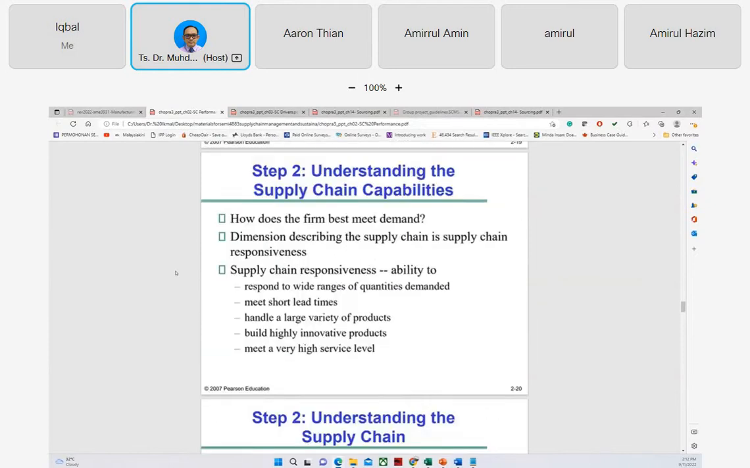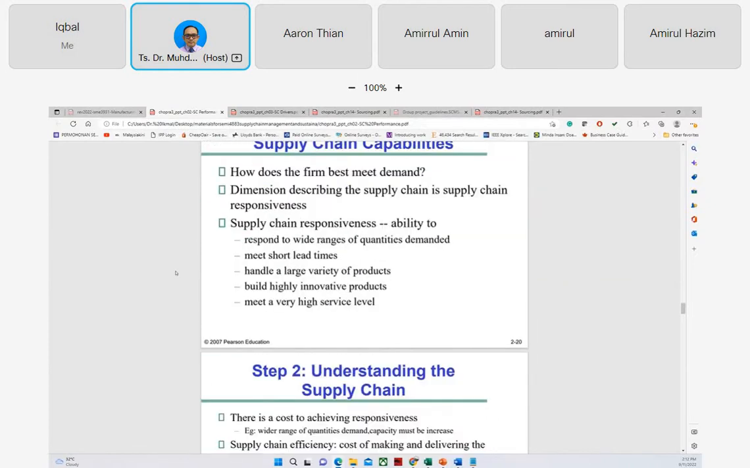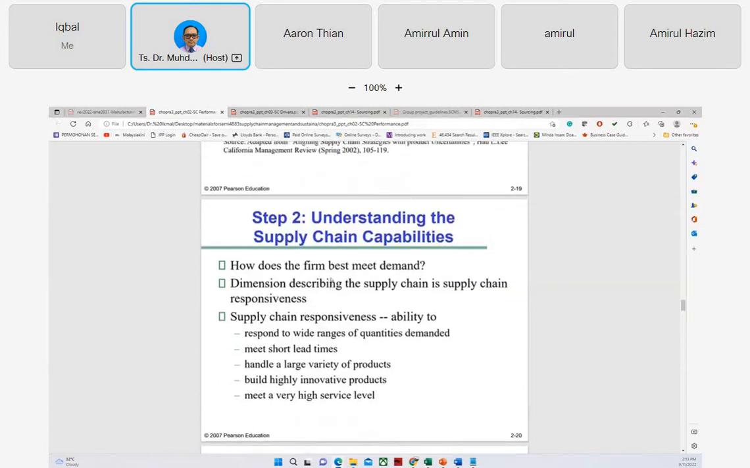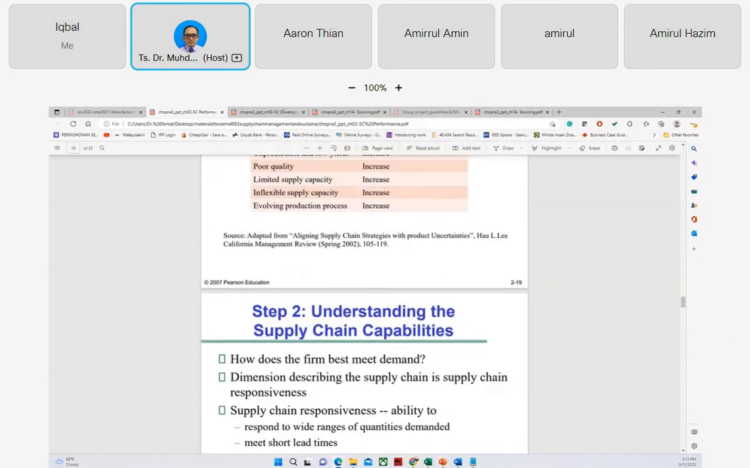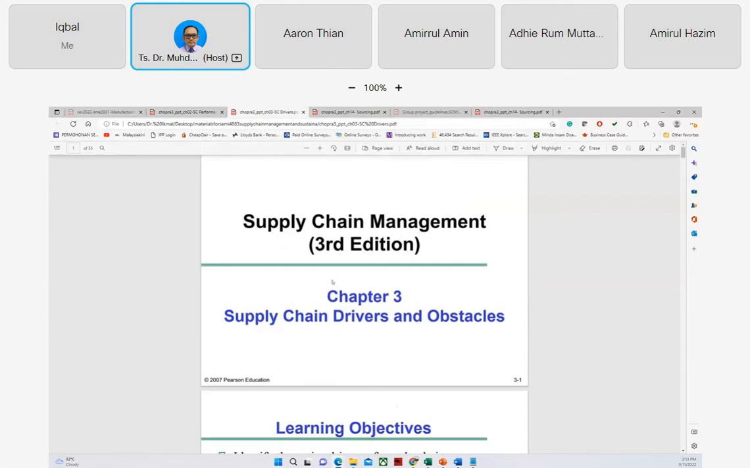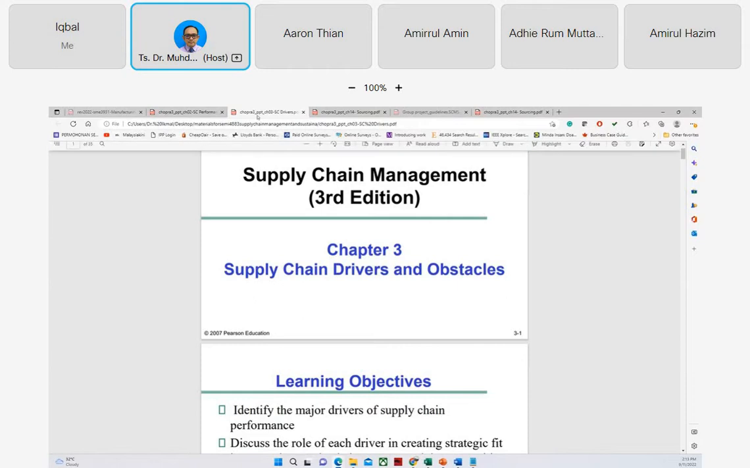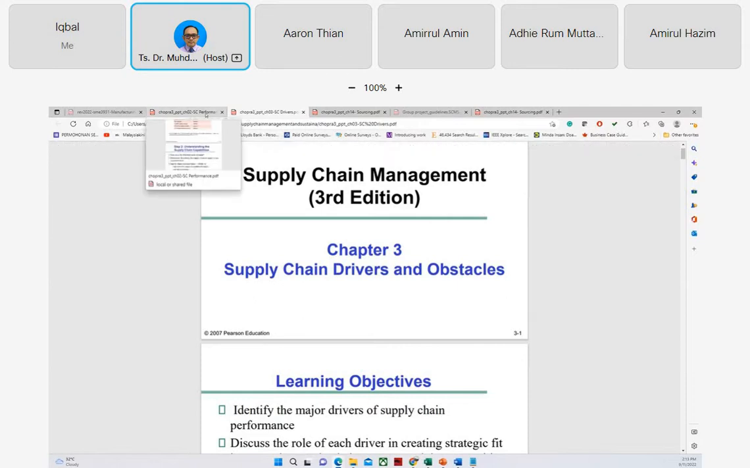One more thing, for the test. We're going to have a test, but I don't have a date. The topics that we'll cover are topic number 1, the introduction of supply chain; topic number 2, the strategic fit and competitiveness; and chapter 3, supply chain drivers and obstacles. So only these 3 topics will be in your test 1.